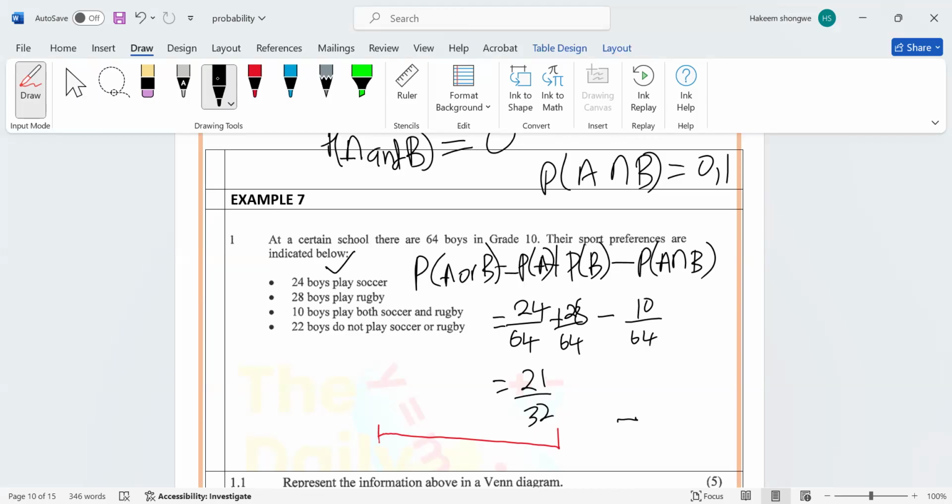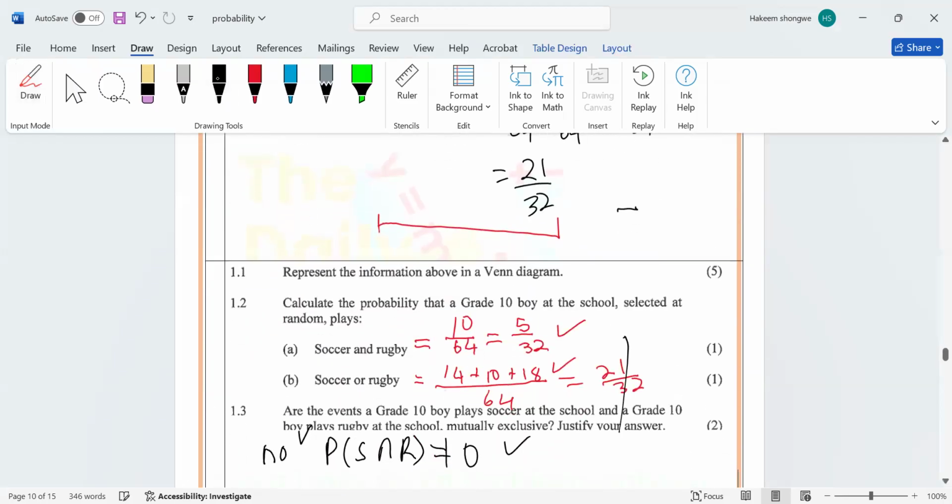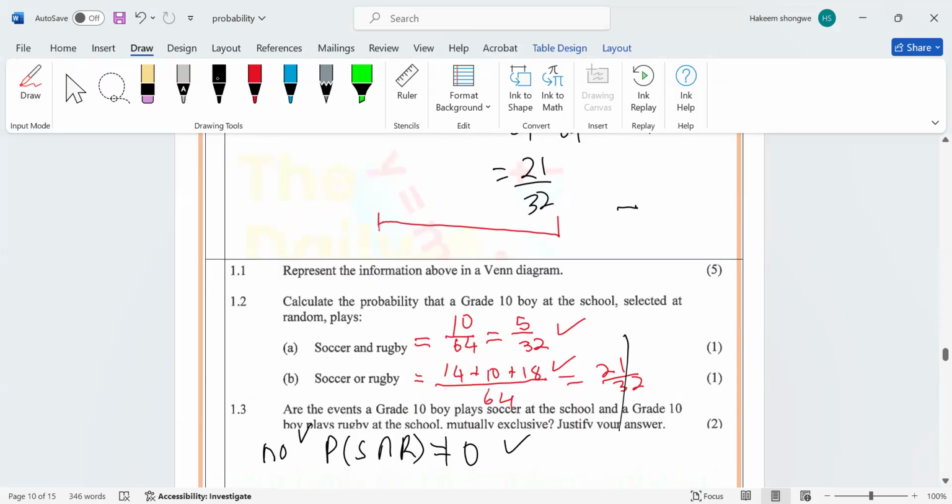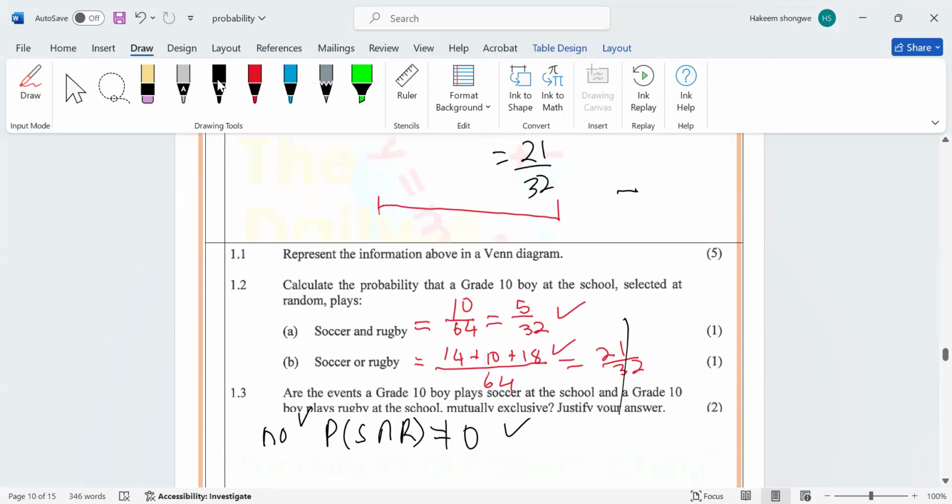And then what do you get for this other one, the one on top? 21 all over 32. 21 all over 32, and then it's also going to be given as 21 all over 32. Does that make sense? Yes. Okay, let's go there and check how they are going to ask these questions then.